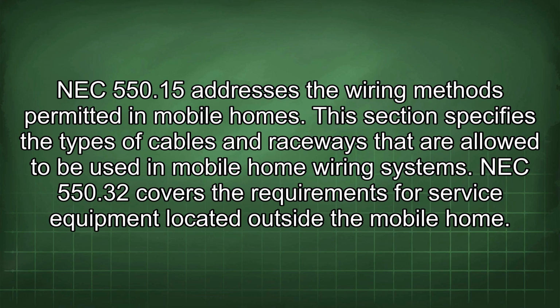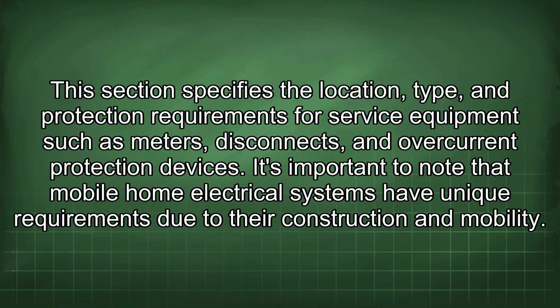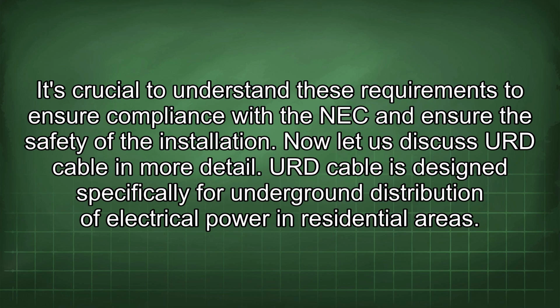NEC 550.32 covers the requirements for service equipment located outside the mobile home. This section specifies the location, type, and protection requirements for service equipment such as meters, disconnects, and overcurrent protection devices. It's important to note that mobile home electrical systems have unique requirements due to their construction and mobility. It's crucial to understand these requirements to ensure compliance with the NEC and ensure the safety of the installation.